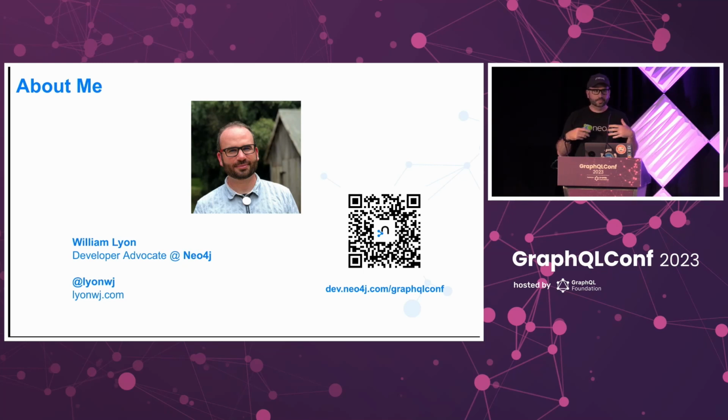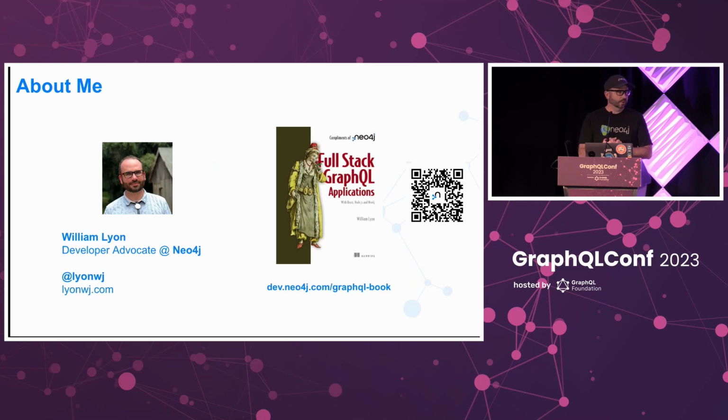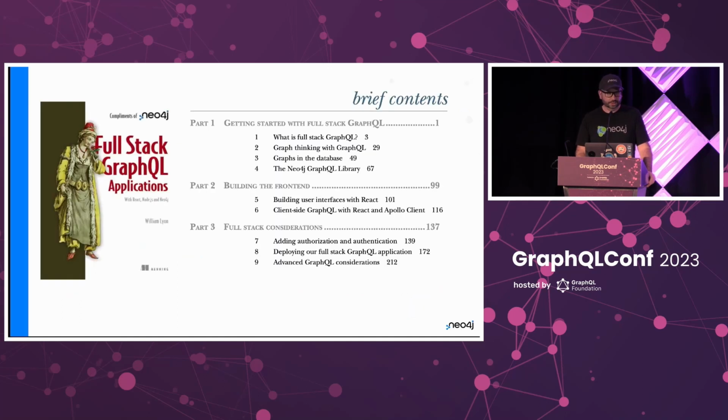My job on the developer relations team at Neo4j is really all about helping developers build applications with graphs in Neo4j. As part of this work, I worked on a GraphQL integration for Neo4j, and ended up writing a book, Full Stack GraphQL Applications, which is available for a free download. If you scan that QR code, you can get the PDF of the book.